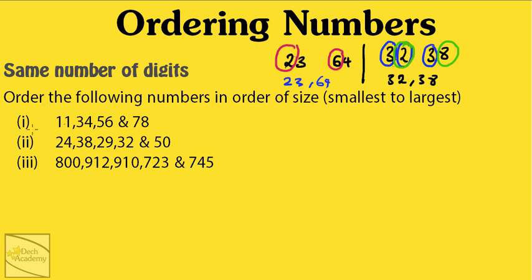Here in the first set of numbers, we have 11, 34, 56, and 78. We want to order the list of numbers from smallest to largest. So let's compare the first digits. Here we have 1, 3, 5.